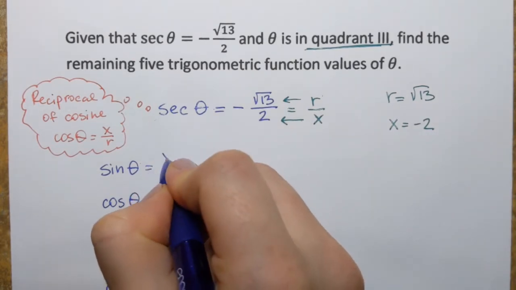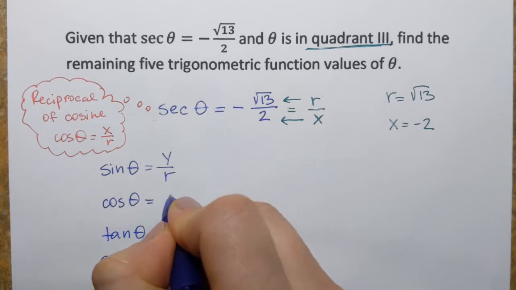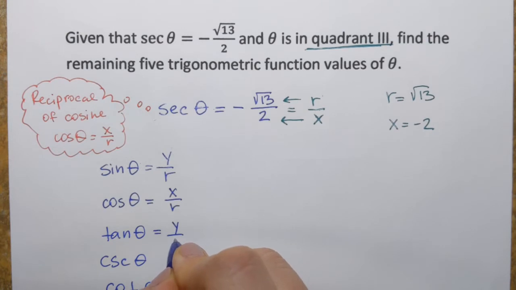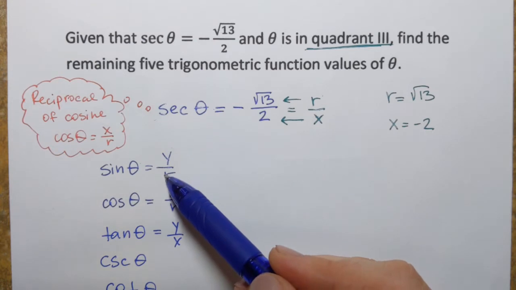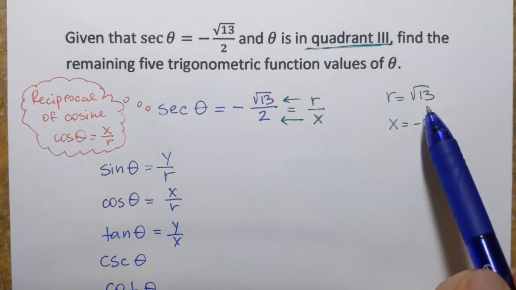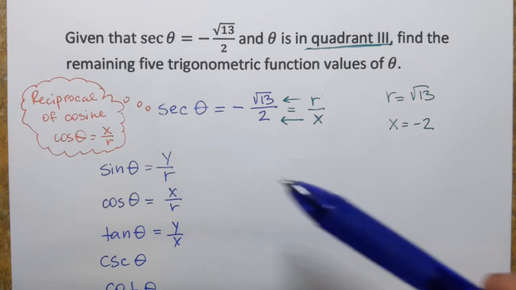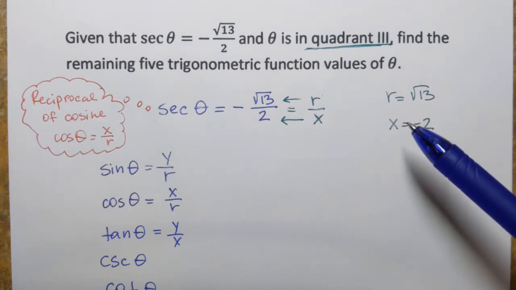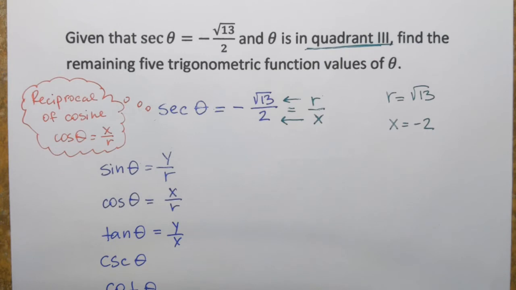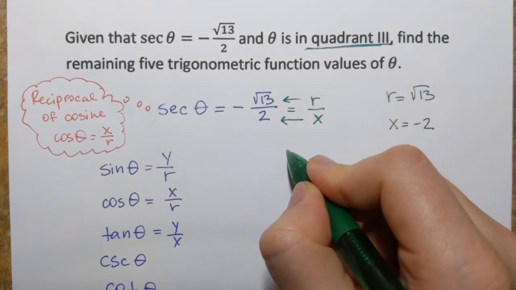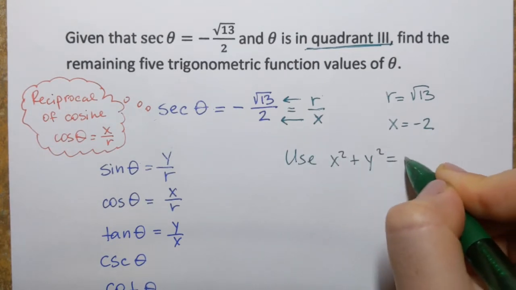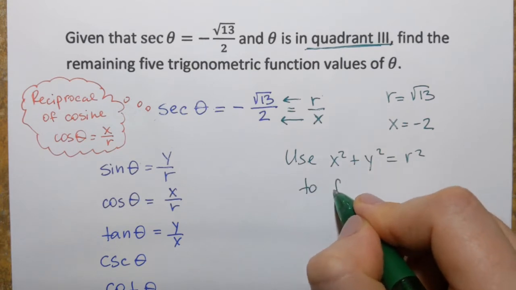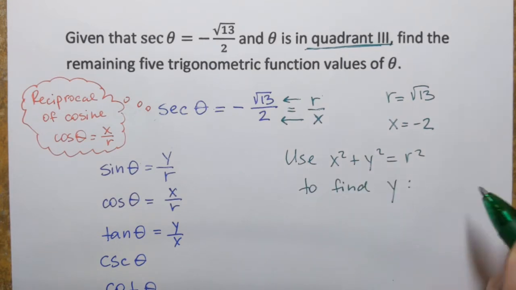And now we're going to use the x, y, r definitions of the functions to find their values. So to find sine, we need y and r. Now r we already have. We don't have y though. But can we find it? Yes, we can. Remember that x, y, and r are connected through this equation. So use x squared plus y squared equals r squared to find y.